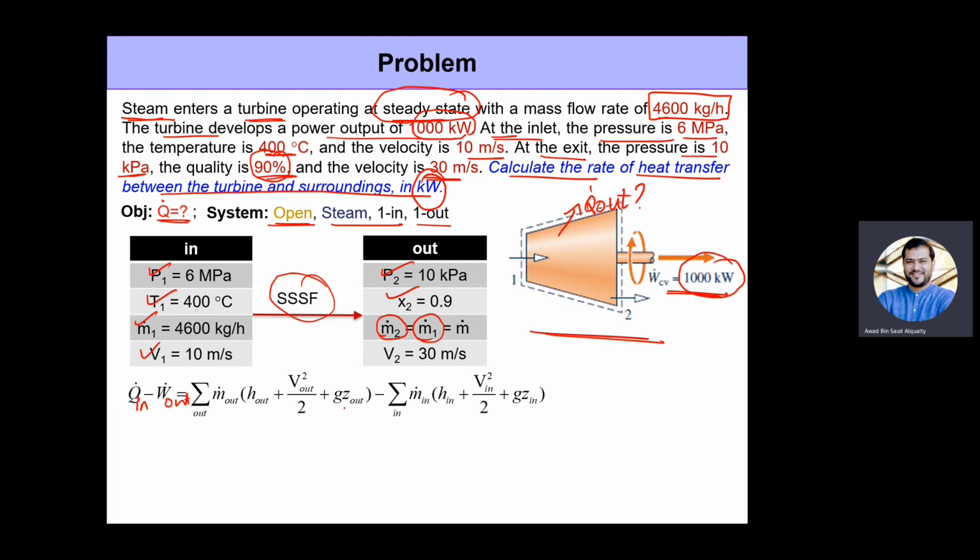Now again, we are dealing with the turbine, so we can always consider changes in kinetic energy to be 0 and changes in potential energy to be 0 as well. Okay. However, in this case, the velocity is provided both at the inlet and at the exit. So this time we will not go ahead with this assumption. We will actually go ahead and calculate these terms, the kinetic energy terms, right? The velocity inlet and velocity outlet, and see how much of a contribution it makes.